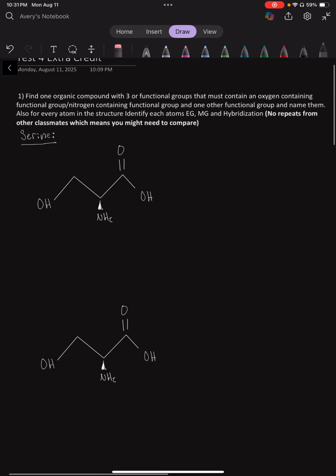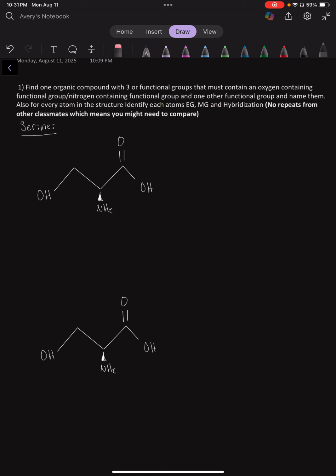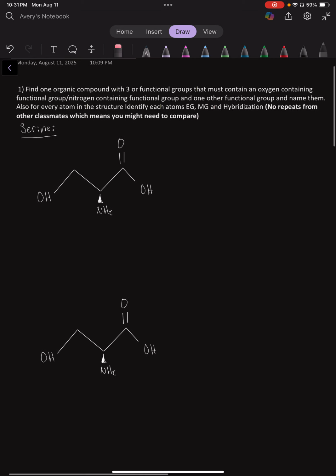So with that, let's go ahead and jump into number one. Find an organic compound with three or more functional groups that contain an oxygen-containing functional group, nitrogen-containing functional group, and one other functional group and name them. Also, for every atom in the structure, identify each atom's electron geometry, molecular geometry, and hybridization. So no repeats. Well, I'm the only one doing this, so I don't gotta worry about that.